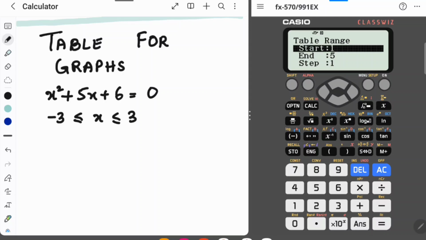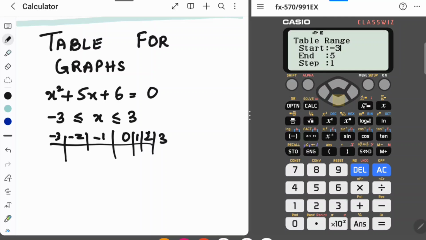Then they are asking you to make it from minus 3 to 3. It means you need to know minus 3, minus 2, minus 1, 0, 1, 2 and 3, like this. So you are starting the range from minus 3 and ending at 3. Press equals and then ending at 3 and then again equals. If you want the one number difference, then 1 is okay. If you want 2 numbers difference, or if you want 0.5 difference, it will give you minus 3, minus 2.5, minus 2, and so on. I'm just keeping 1 as the step, so all the numbers will be there.